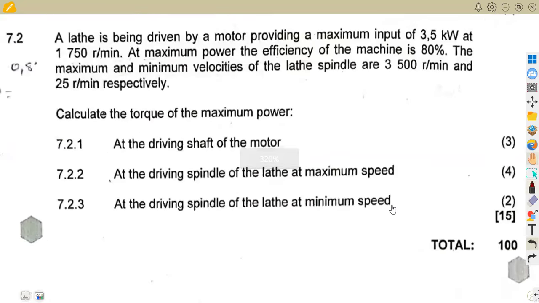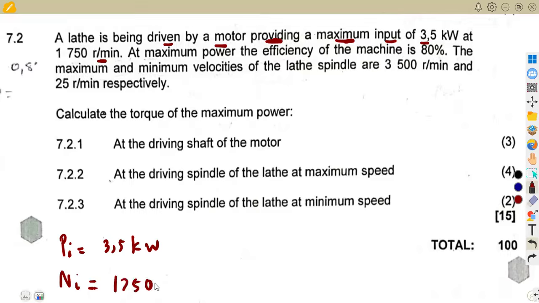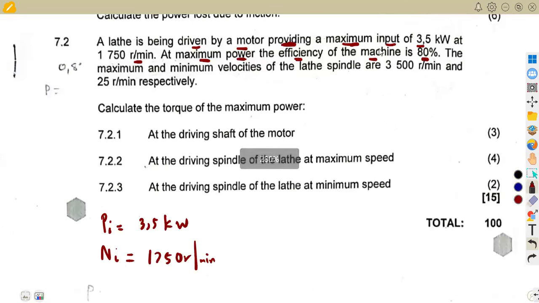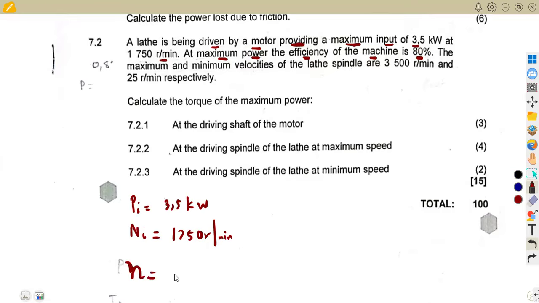Okay, then the other part, we are given the lathe. A lathe in this case is being driven by a motor providing a maximum input. We are given the maximum input of 3.5 kilowatts at an input speed of 1,750 revs per minute. This is our input speed at maximum power. The efficiency of the machine corresponding there is 80%, which is 0.8, as we divide by 100.